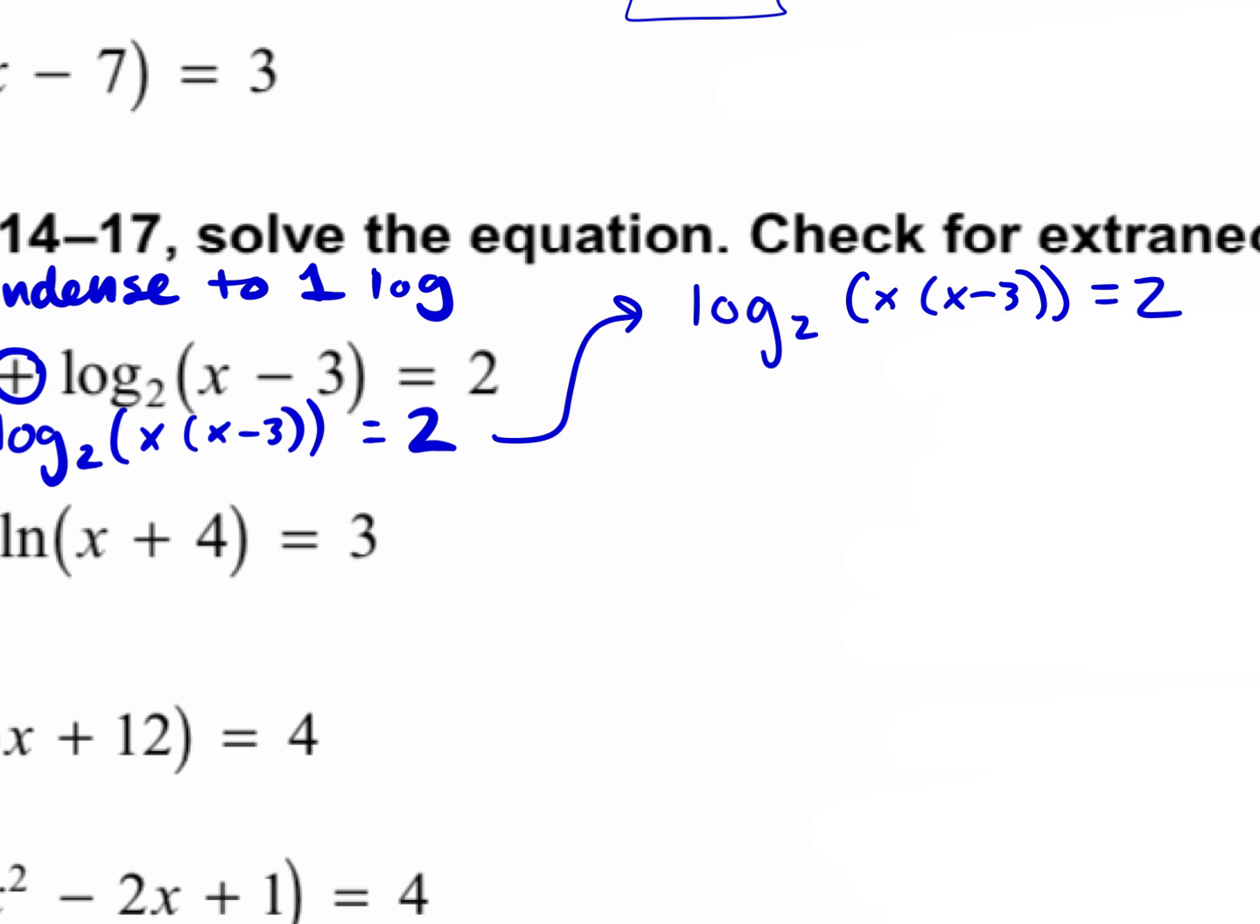What should I do next? Awesome, I can multiply inside the parentheses. So I have to distribute that x. So I have log base 2 of what? X squared minus 3x. Perfect. All right, now my goal is to get rid of that log. So what do I have to do to get rid of the log?